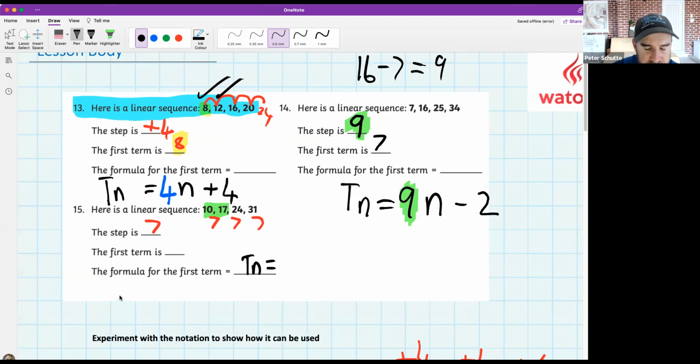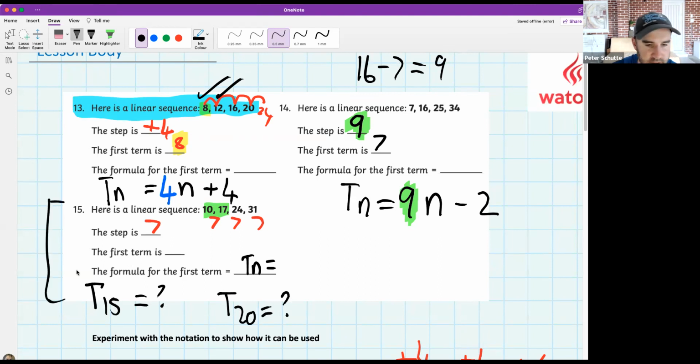Now, for those of you who are feeling very comfortable, what I want you to do in number 15 is I want you to work out for me T15, and I also want you to work out T20 for me. So just for number 15, if you've got a bit of extra time and you're feeling comfortable, I want you to work out what's the 15th term in the list, what's the 20th term in the sequence. Yeah. So pop those answers in the chat once you've got them.